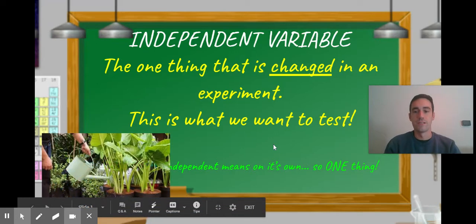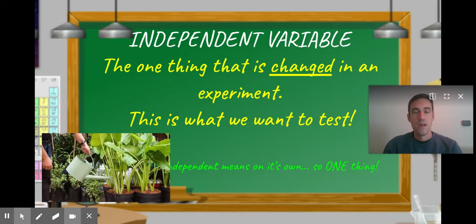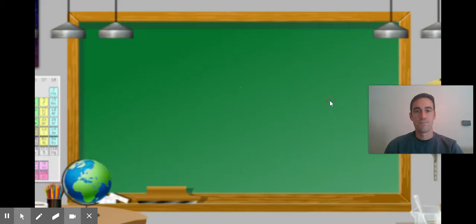When we think about the plants that we talked about yesterday in our testable questions and hypothesis, the thing that we were changing is how much water we give them. So changing the amount of water in those different plants is our independent variable. That's what we're going to change on purpose because that's what we want to test.